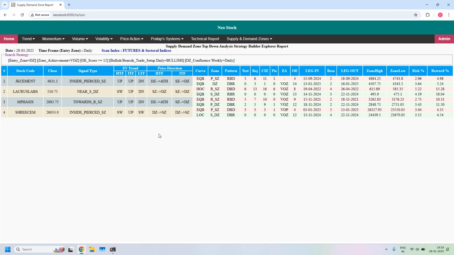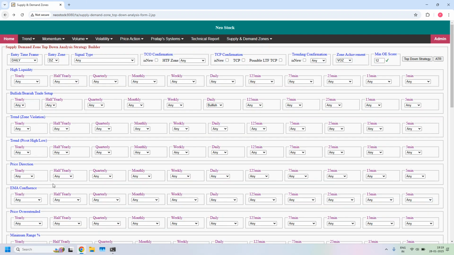Daily zone overlapped with weekly zone, and weekly trend is uptrend because the daily is part of weekly. If the weekly demand zone is having weekly EMA confluence, those stocks are even more high probability trade setup supported stocks. That's why EMA confluence, weekly time frame, because the daily is part of weekly.